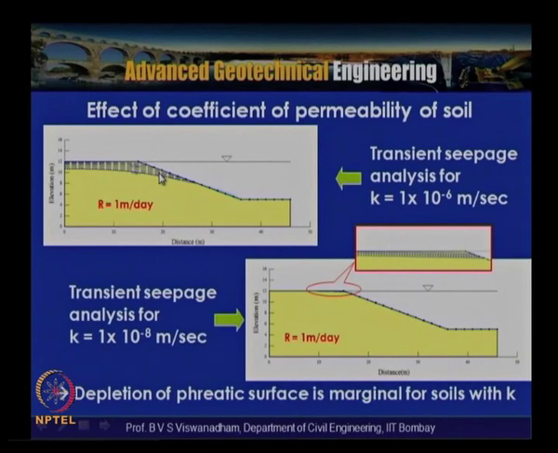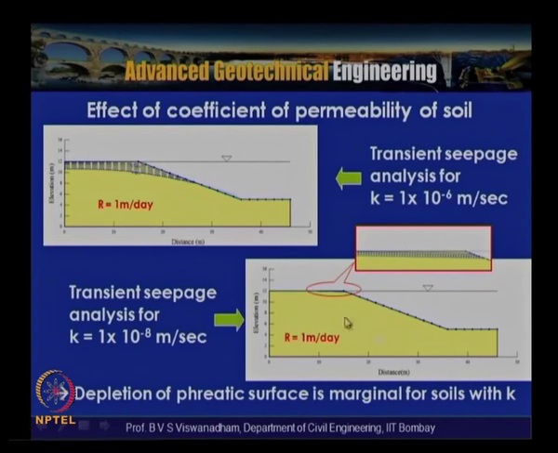Now, what will happen when the drawdown rate is the same, but the permeability of the soil is low? If the permeability of the soil is low, then the pore water pressure dissipation or depletion of the phreatic surface is marginal for soils with low K values. Here you can see a soil with 10⁻⁶ meter per second, and this analysis is carried out with a soil of 10⁻⁸ meter per second.